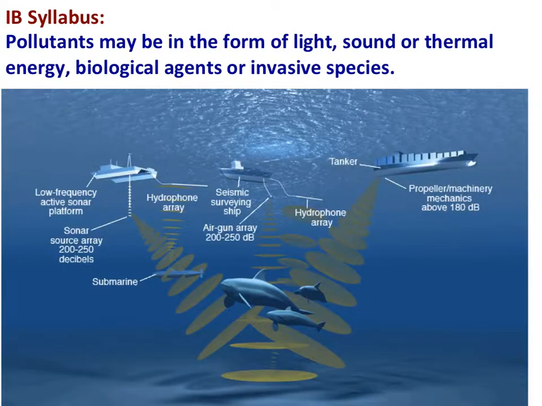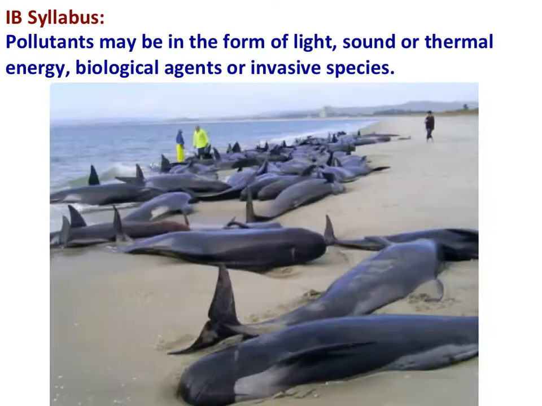Pollutants may be in the form of sound. In this diagram, we can see that sonar might impact marine mammals. In this photo, the death of these mammals may have occurred due to sound, the military use of sonar. Pollutants may be in the form of light, sound, thermal energy, biological agents, or invasive species.